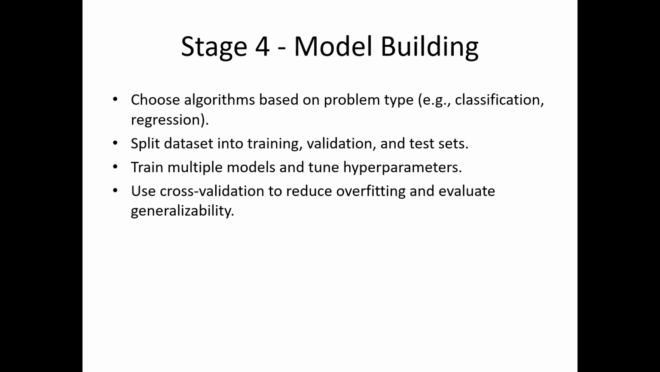Here hyperparameter tuning refers to tuning the parameters of the particular algorithm. If suppose you take a support vector machine as an ML algorithm, it can have three parameters inside, where I'm going to change the kernel of the support vector machine. This belongs to hyperparameter tuning, or else we will go for cross validation to reduce overfitting and evaluate the generalizability.